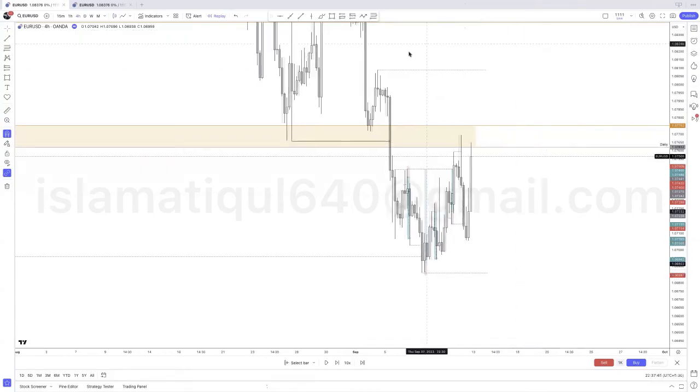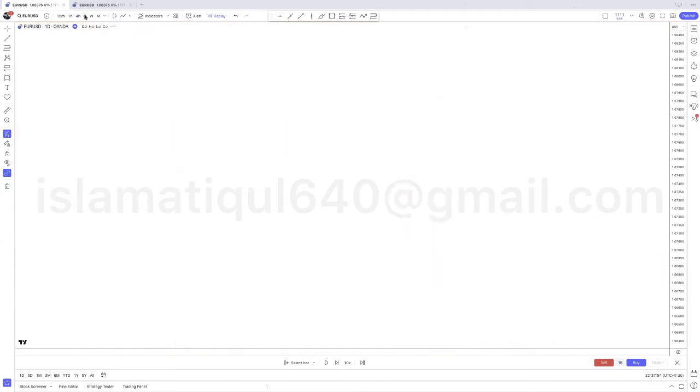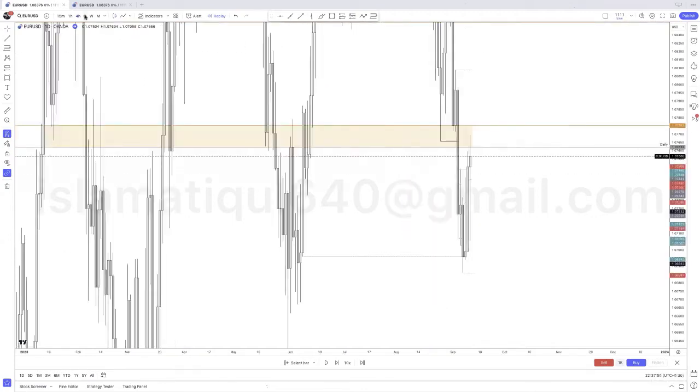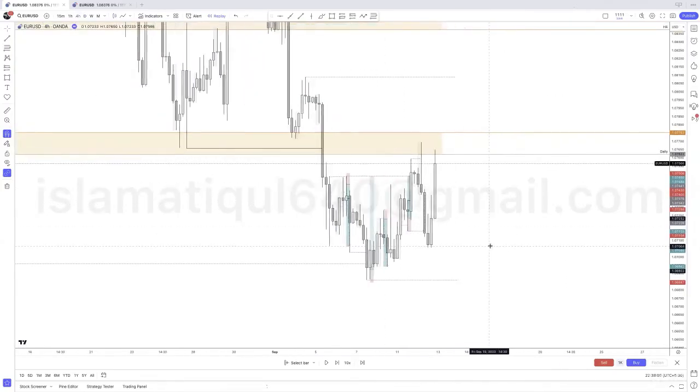Bro, they actually cleared the equal lows from the previous day. Not from the previous day, right? I think it was the Asian session of the previous day. No, it was some other Asian lows. This one? Oh, this one. Can you go to the 1 hour time frame?